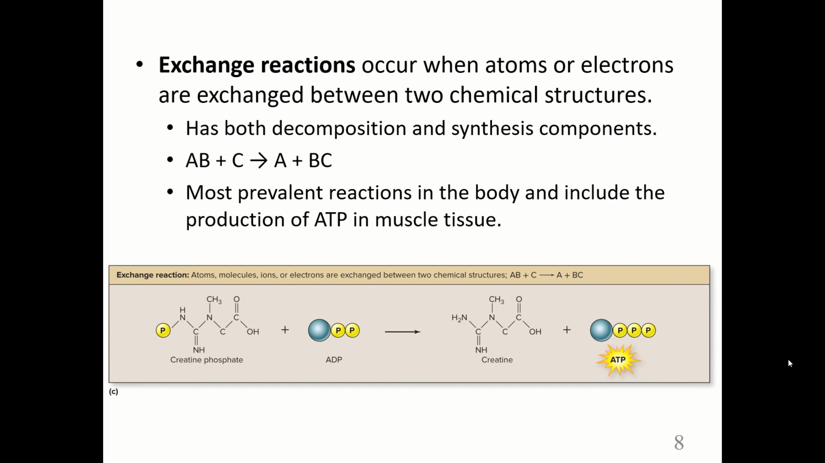Exchange reactions occur when atoms or electrons are exchanged between two chemical structures. Exchange reactions have both decomposition and synthesis components. The example is the reactants molecule AB plus C, and the reaction will yield A plus molecule BC. These are the most prevalent reactions in the body and include the production of ATP within muscle tissue.